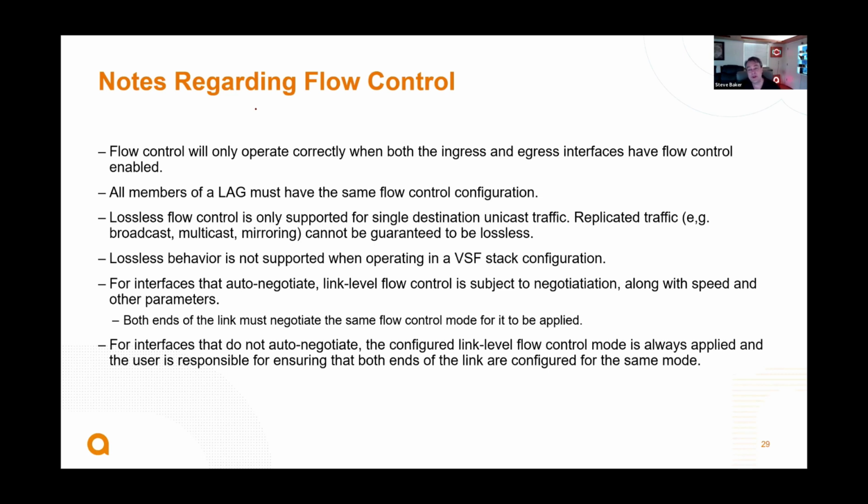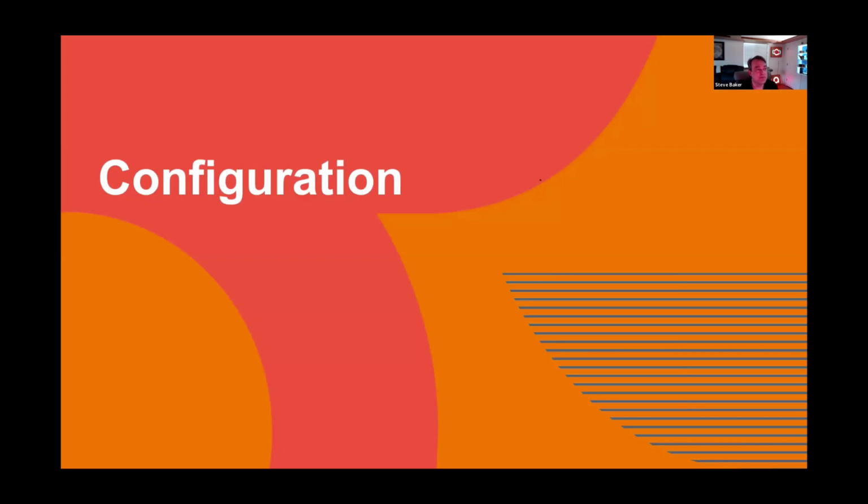Lossless behavior isn't supported with VSF stack configurations. And for interfaces that do auto-negotiate, link level flow control is subject to that negotiation. So both links must negotiate that same flow control, right? And for interfaces that don't auto-negotiate, the link level flow control is always applied, and the user is really responsible for ensuring that both ends of that link are configured in that same mode.